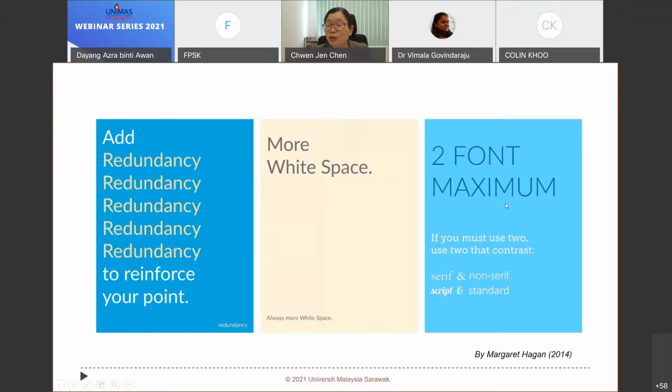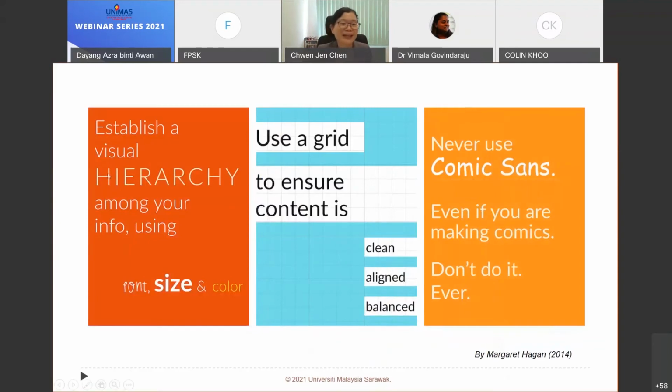And also the use of font. Two fonts would be the maximum for one visual. If there are too many, it's not very easy for people to read. And also try to use... which one? We are supposed to not use. Sorry, not here. Later I'll talk about that.